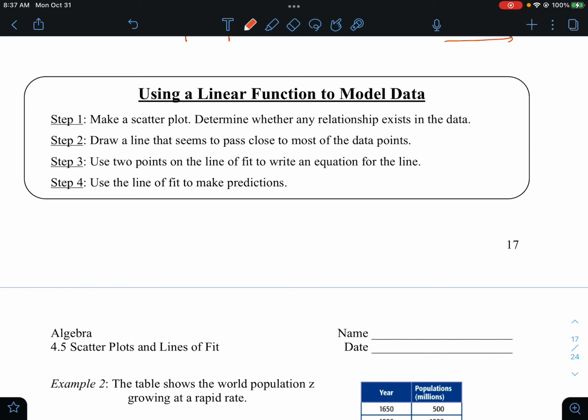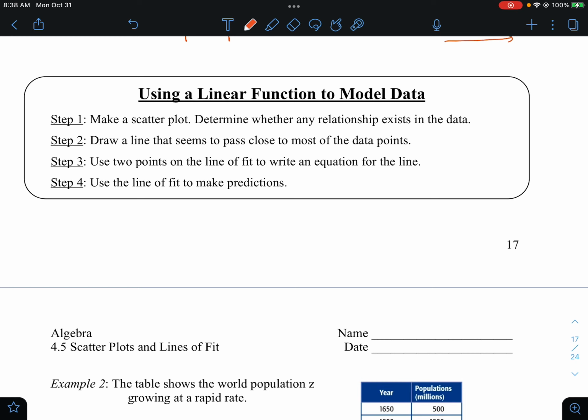First thing we have to do is, if they do not give us a scatter plot, we have to create that scatter plot from the data they've given us, okay? And then while we're creating that, we can sort of see, hey, are these ordered pairs forming any type of relationship between our data? Okay, so once we've established that, yes, there is a relationship, we're going to draw a line that seems to pass close to most of the points. Remember, I said it will not go through all of them. And then it says use 2 points that are on your line to write the equation for that line. And we've done that before. And then we can use our line or our equation to make predictions as to what might happen in the future.